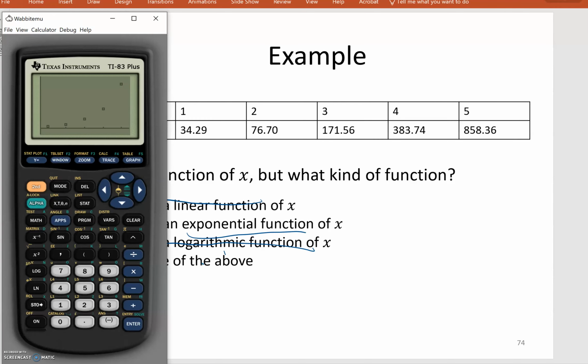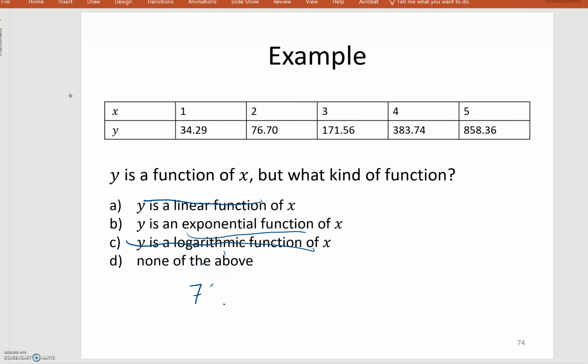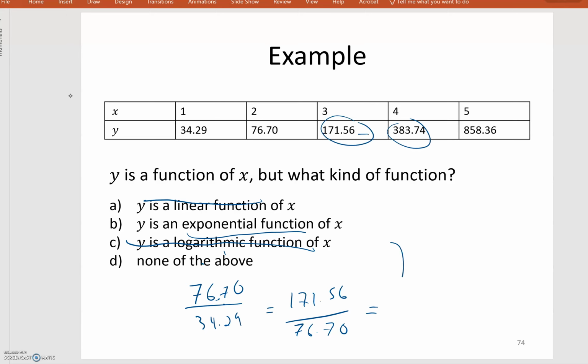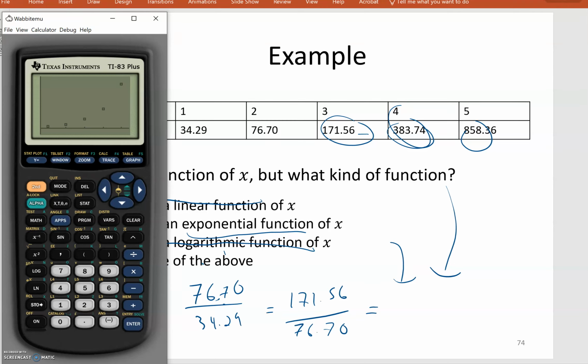To really nail this down, there's a couple of things we could do. We could look at the ratios of these outputs. So in other words, if I divide 76.7 by 34.29 and then divide 171.56 by 76.70, and if these are the same, and then so on, this divided by this is the same, this divided by this is the same. If all those ratios are the same, then we certainly have an exponential function.